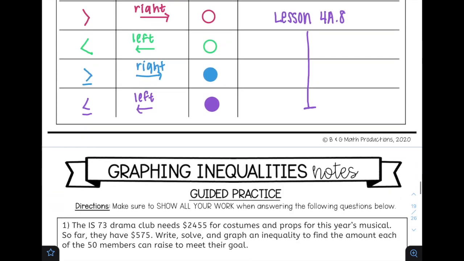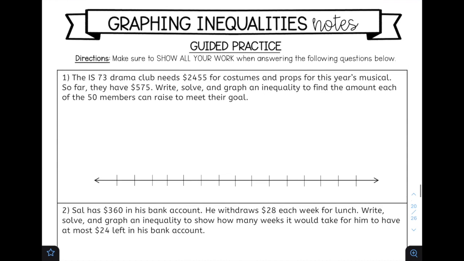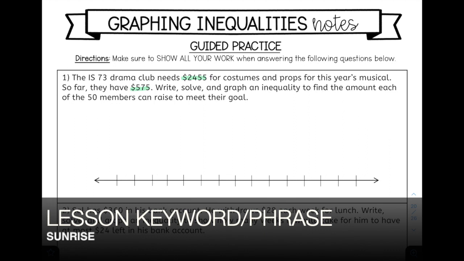So let's try some practice problems. Remember, we want to write, solve, and graph the inequality. The IS 73 Drama Club needs $2,455 for costumes. They have already $575. You need to know for each 50 members how much they can raise.